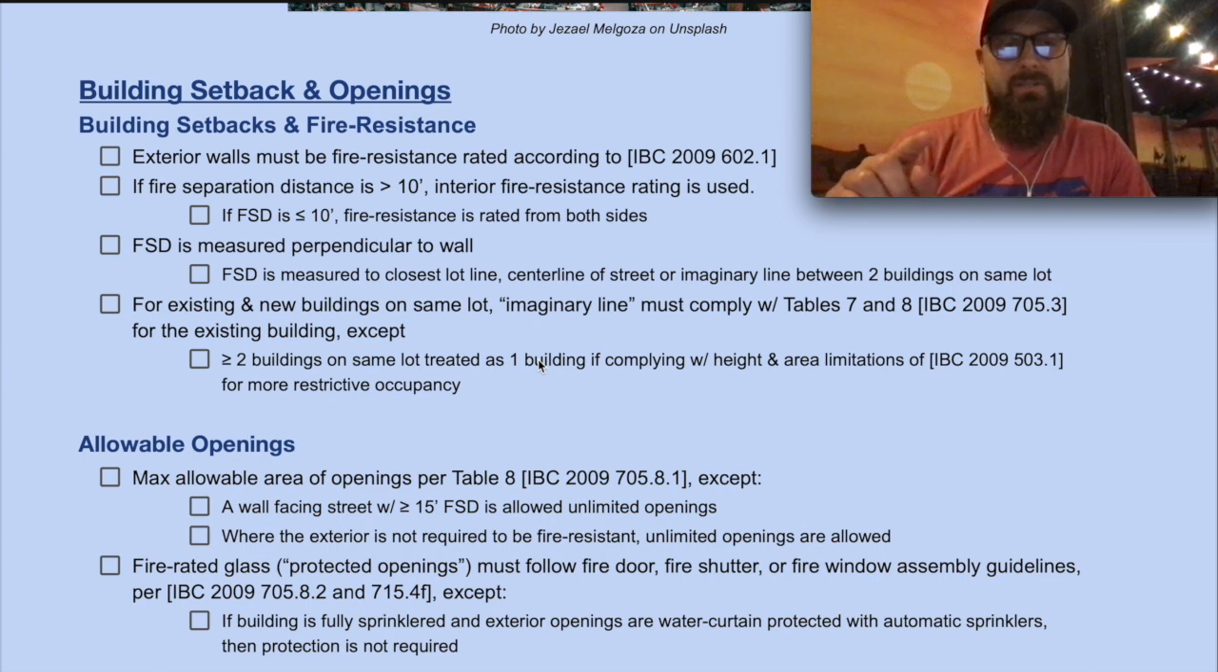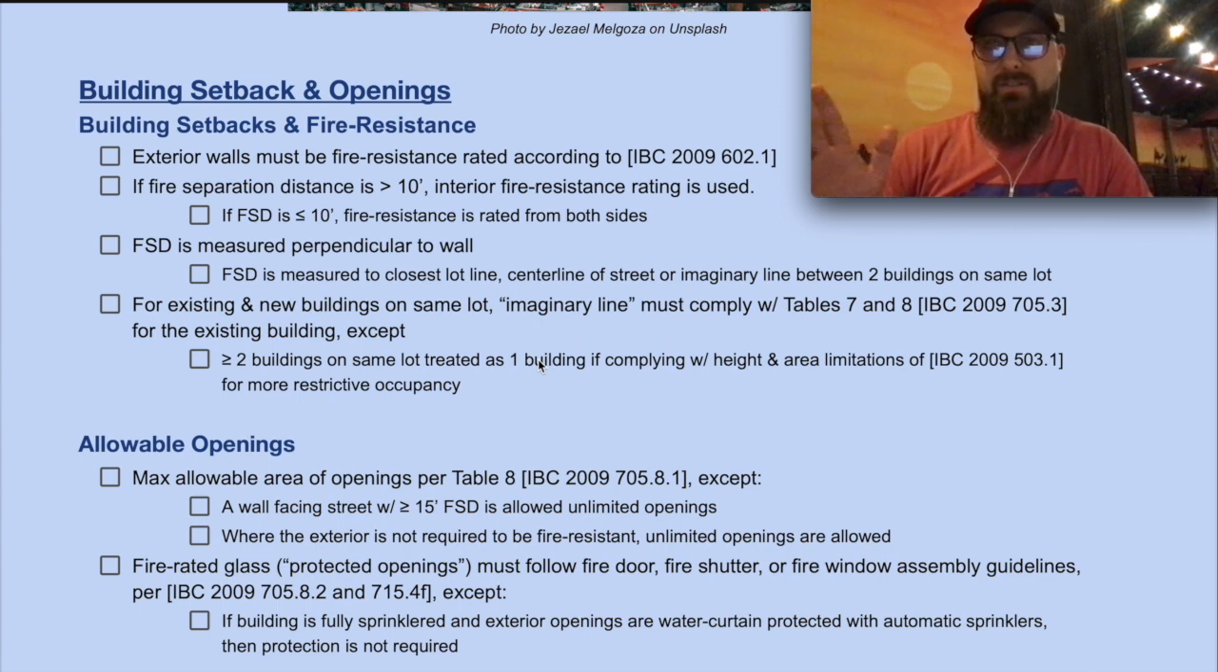The fire separation distance is also measured to the closest lot line, the center line of the street if it's toward the street, or an imaginary line between two buildings if it's on the same lot. For existing and new buildings on the same lot, this imaginary line must comply with these two tables, 7 and 8, and 705.3 for the existing building, except if two or more buildings on the same lot are treated as the same building when they comply with the height and area limitations of 503.1 for the most restrictive occupancy that applies.